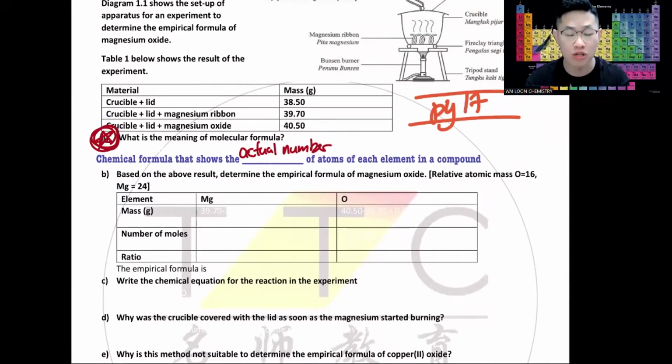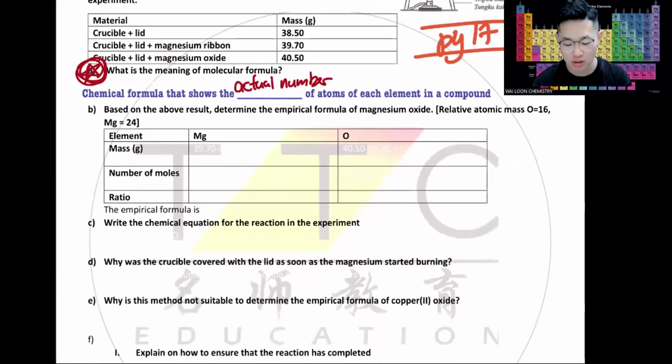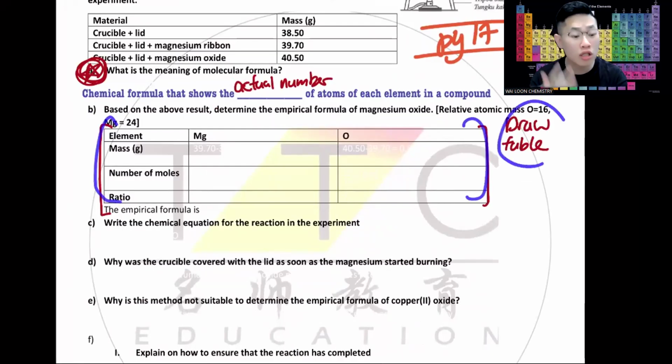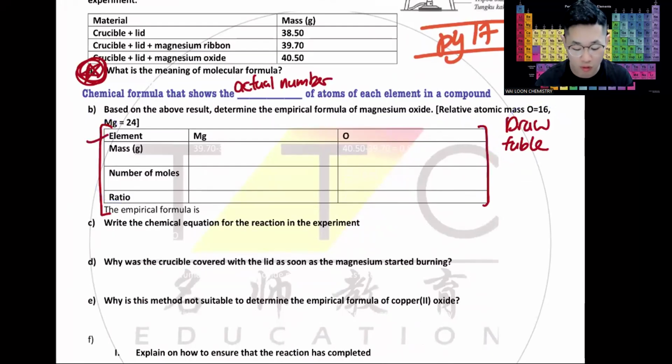Later on, in the end, I will show the end result. So I pretend I'm a student now. So it comes to the calculation, guys. They want you to determine the empirical formula of magnesium oxide. You must know how to draw this table. Let's say I don't know how to draw the table. It's okay, I will just write "draw table". So next time when I come back to this page, I see the red color, I need to draw the table. Then I will focus on these things automatically.